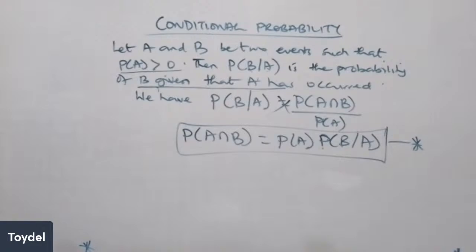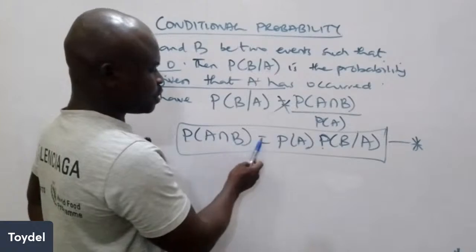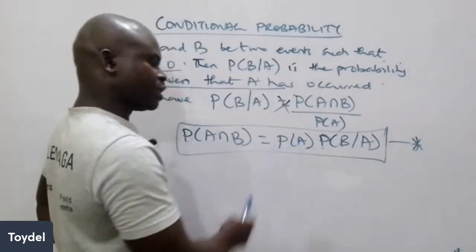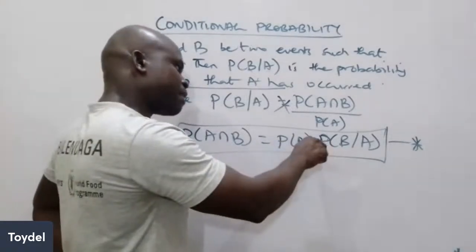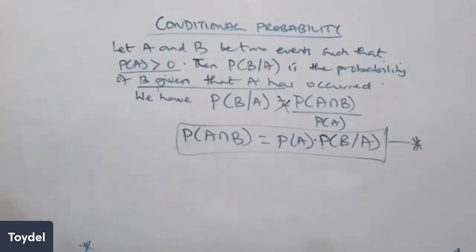So the probability that both A and B occur is equal to the probability that A occurs times the probability that B occurs given that A has occurred. This is what you are trying to say. The probability of A and B will be equal to probability of A multiplied by probability of B given that A has occurred, when we do the cross multiplication.